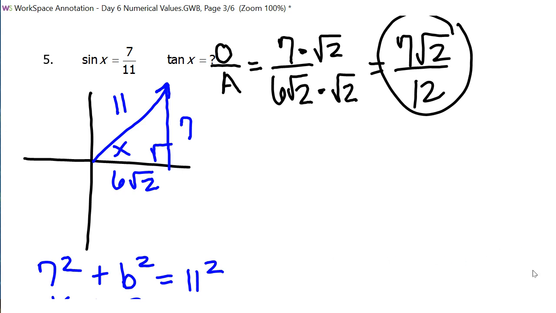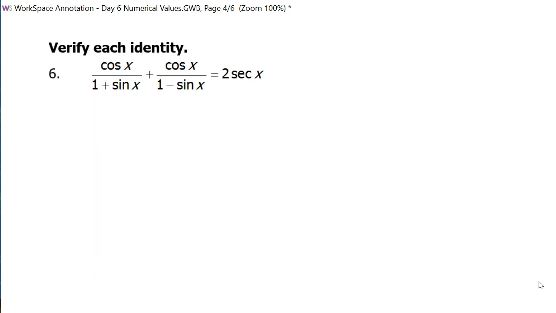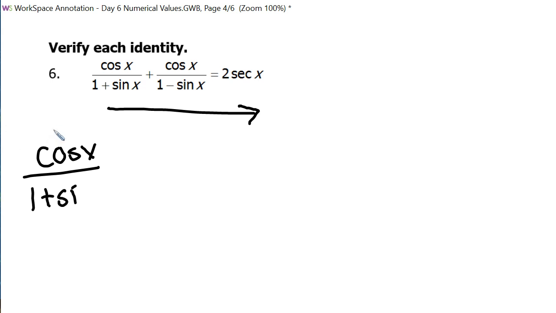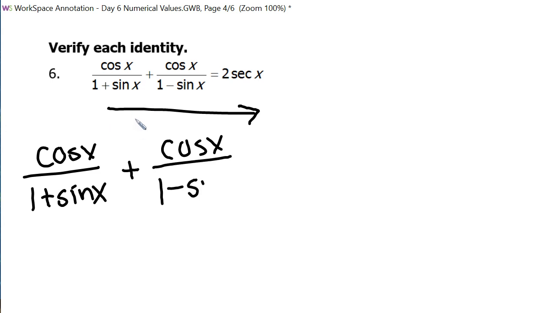Okay, now moving on to verifying identity. Some more practice. Now again, when it says to verify, you start with one side and prove that it equals the other side. So I'm going to go left to right. I'm going to start with the left side. So starting with the left side, that's cosine of x over 1 plus sine of x plus cosine of x over 1 minus sine of x. So rewrite the left side.